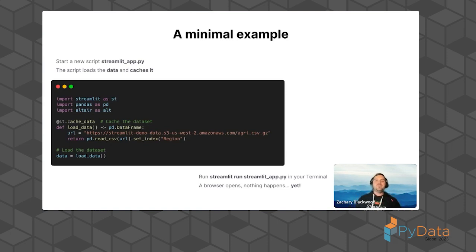This does nothing so far. It just loads some data and saves it into the variable data, and it does cache it, so that once you've run it once, it doesn't run again. If you want that to expire, you can do that as well. But for now, it just grabs some data and saves it in a variable.